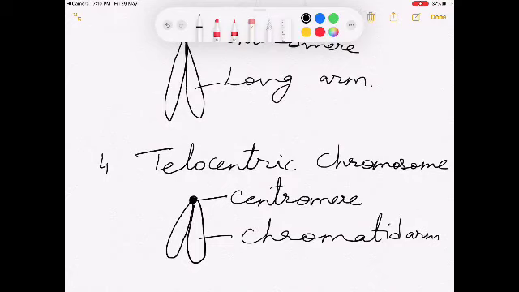So on the basis of the position of the centromere, chromosomes are divided into various categories, and this is all about this topic. Students, prepare it and learn it. Sometimes in the board exam a question can be asked, what do you mean by telocentric, metacentric or submetacentric chromosomes. Next time we will discuss another topic.